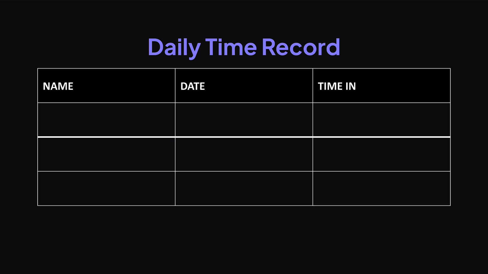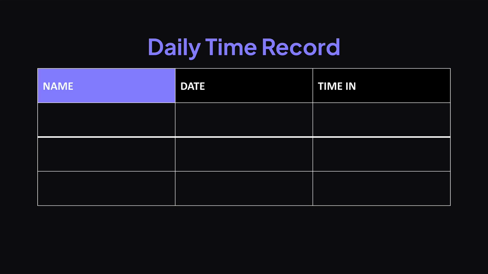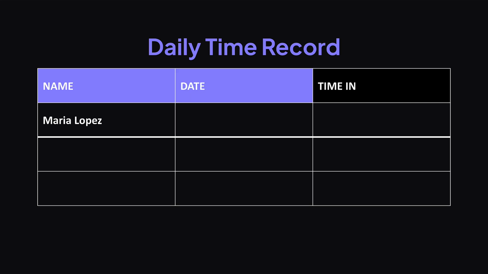Maria's sheet is a daily time record, or a DTR, where a worker writes when they came in. Step 1. Read the label first. The first label here is a name. Steps 2 and 3. She finds and writes her full name, Maria Lopez. She doesn't put today's date there, because the label asks for her name. Same steps for the next label. Date. She writes June 30, 2026.